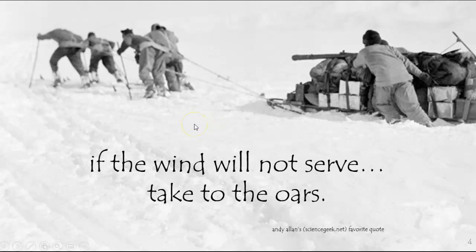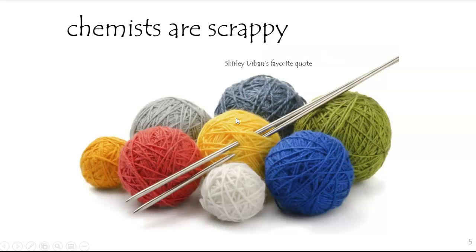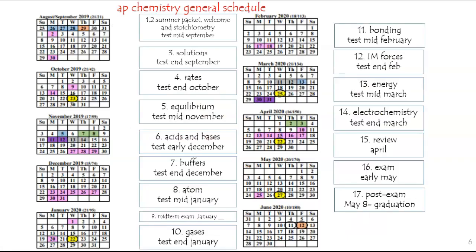If the wind will not serve, take to the oars. They're scrappy. They search around. In the lab, if they have to improvise, they'll make sure they do so safely, but they'll improvise if they need to. They don't just accept things the way they are. They hunt around and find a solution.